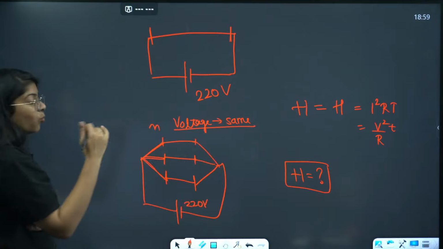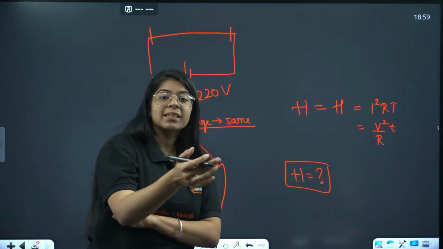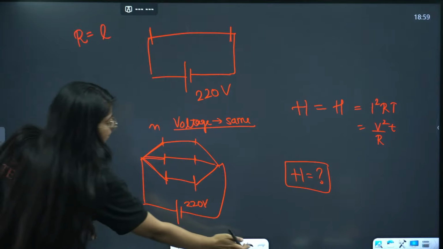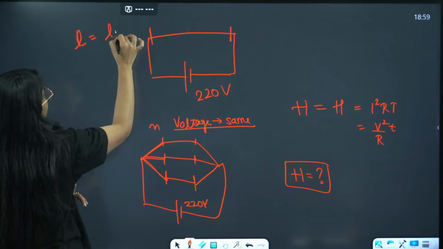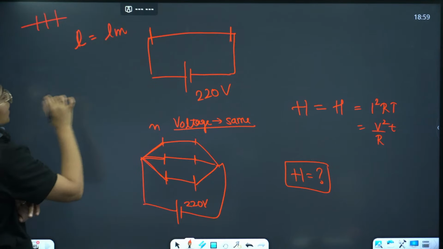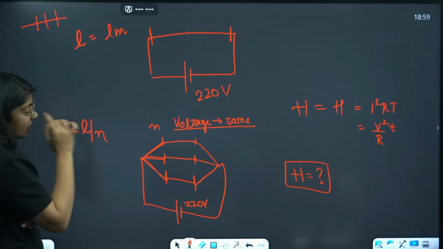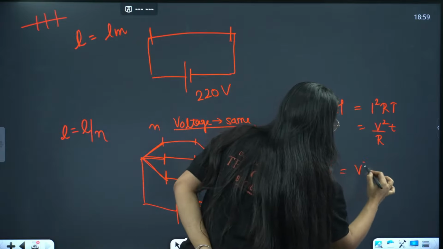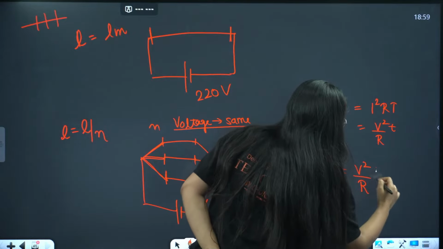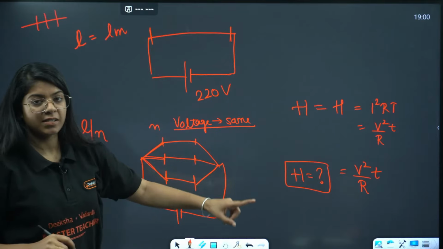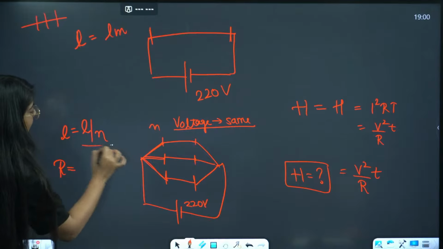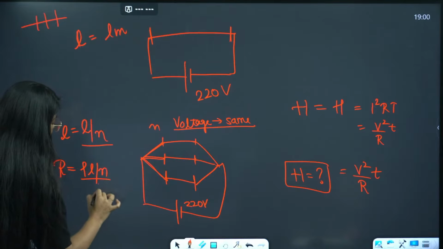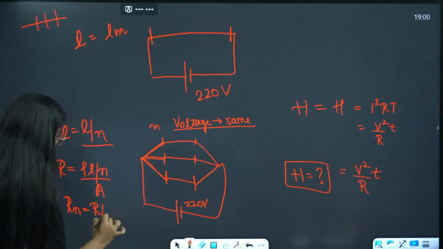The voltage is same, but their resistance changes, because their length is decreased by the factor n. Let's say the length of the wire was L meters. If we divide that wire into n parts, the length will become L by n, right? So in one element, V square by R into T, the length will affect the resistance, correct? So resistance will become what? Length is 1 by n, but area of cross section remains the same in this case. So this will be rho L by n into A. So new R becomes R by n, correct?